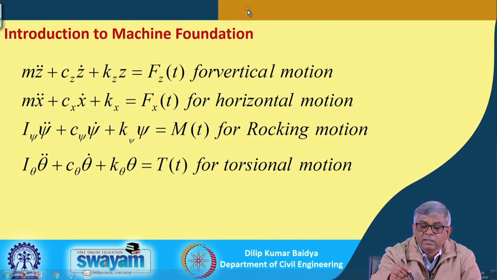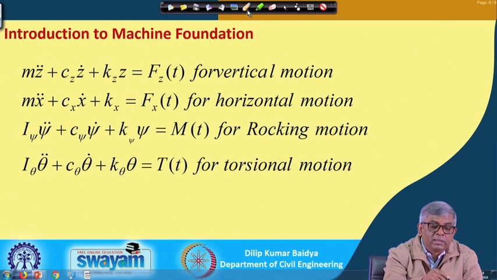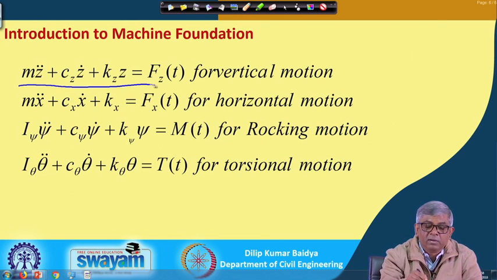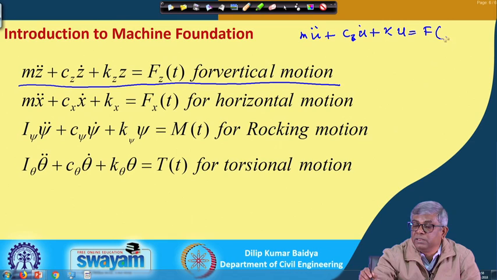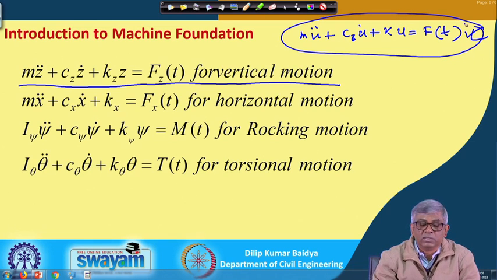So, you can see here, as I have told you, I have written the equation for this. We have m u double dot plus c u dot plus k multiplied by u equal to f(t). I have written it like this. This is the general equation of motion.